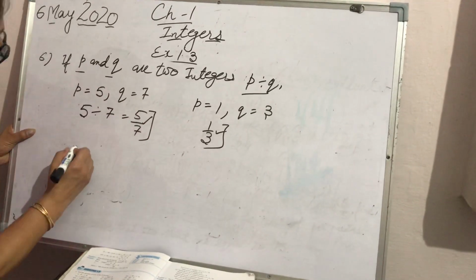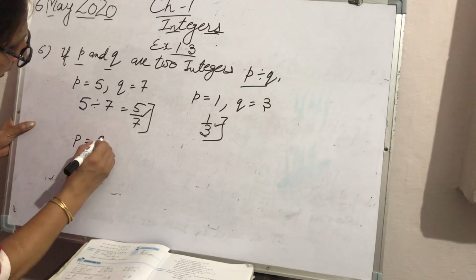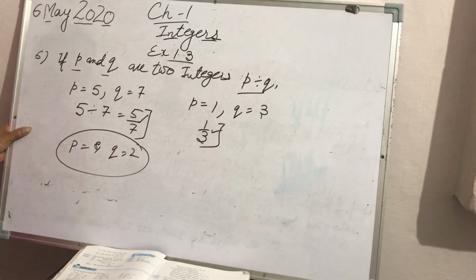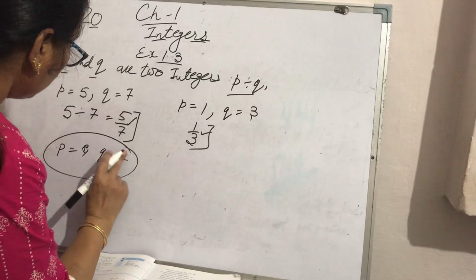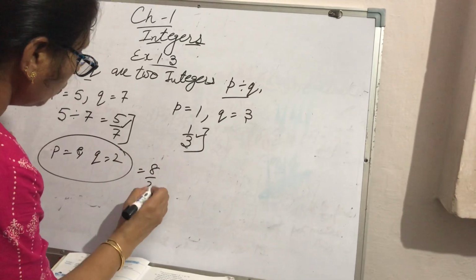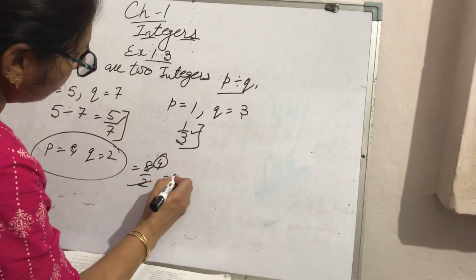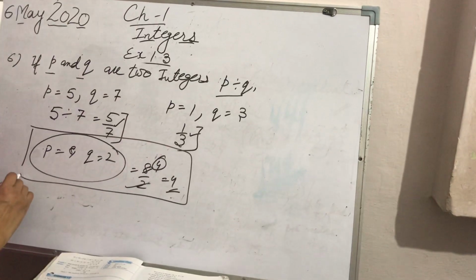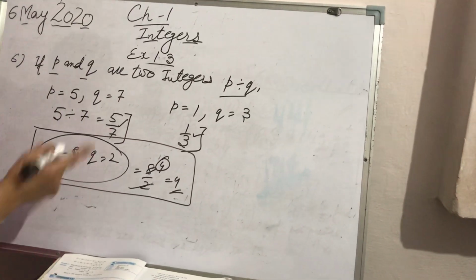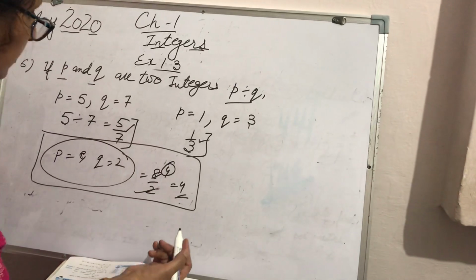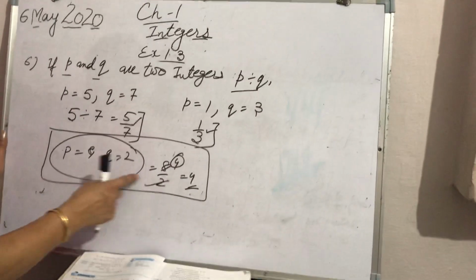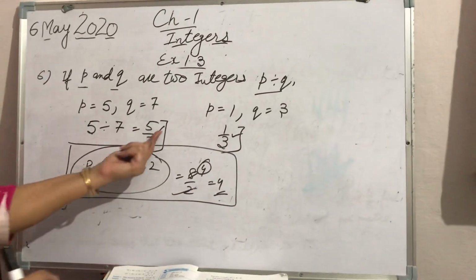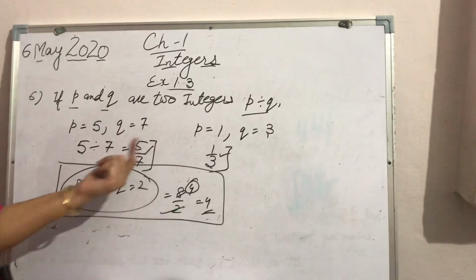But if we take P 8 and Q 2, if we are taking these numbers, so 8 by 2, 4. But 4 is an integer. So we cannot take these numbers. We have to find such numbers which are not integers. So if we take these numbers, dividing gives 4. This is an integer, but 5 by 7 and 1 by 3, they are rational numbers.